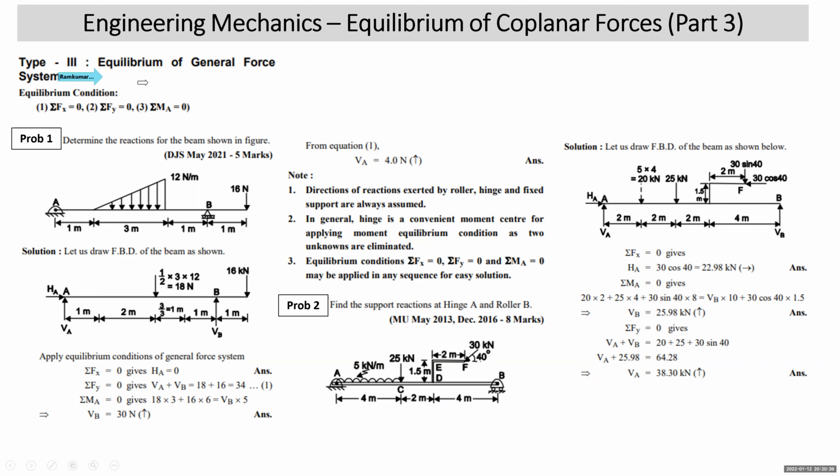So my type 3 is what? Equilibrium of general force system. What are the three equilibrium conditions as already discussed? Sigma Fx is equal to 0, sigma Fy is equal to 0, and sigma M is equal to 0. Sigma Fx is equal to 0 means the algebraic sum of all the forces along the x-axis, in the x direction, will be 0. Sigma Fy means the algebraic sum of components of all forces in the y direction is 0. Sigma M means the algebraic sum of the moments of all forces of the system about any point A is 0. All right. Now, in this lecture, we'll cover a few problems from general force system, that is equilibrium.